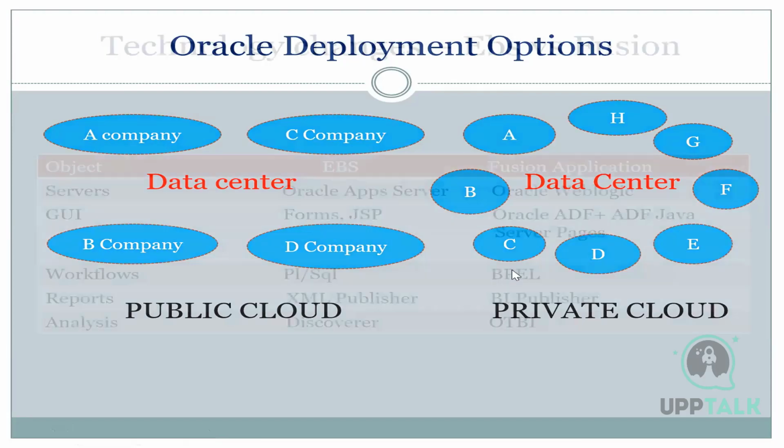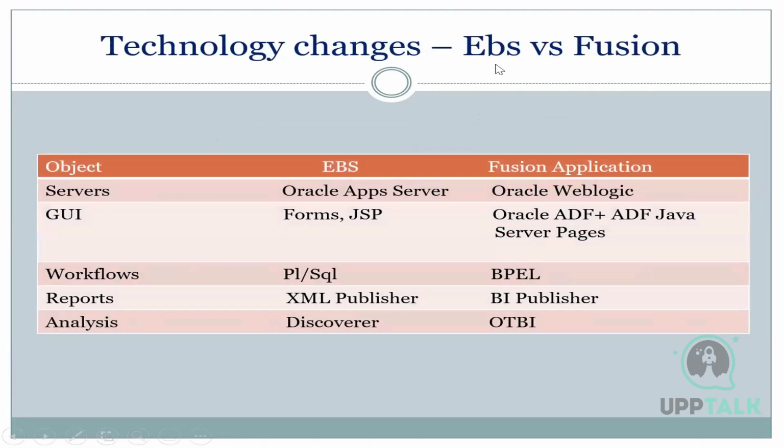Okay. So these are the technology changes, EBS versus Fusion. When we talk about EBS and when we talk about Fusion: in EBS, we have Oracle App Servers. In Fusion, we have Oracle WebLogic. For GUI, we have forms and JSP pages, and in Fusion application, we have Oracle ADF Java Server Pages. For workflows, we have PLSQL and BPEL, that is Business Process Execution Language. We have XML Publisher, and in Fusion application, we have BI Publisher.